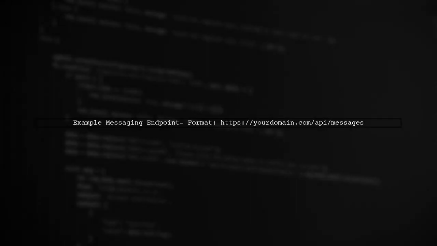Typically, the messaging endpoint looks something like this, yourdomain.com/api/messages. This URL should point to the endpoint in your bot's code that handles incoming requests. Make sure your bot is hosted and accessible over the internet, as the bot framework needs to reach this endpoint to deliver messages.